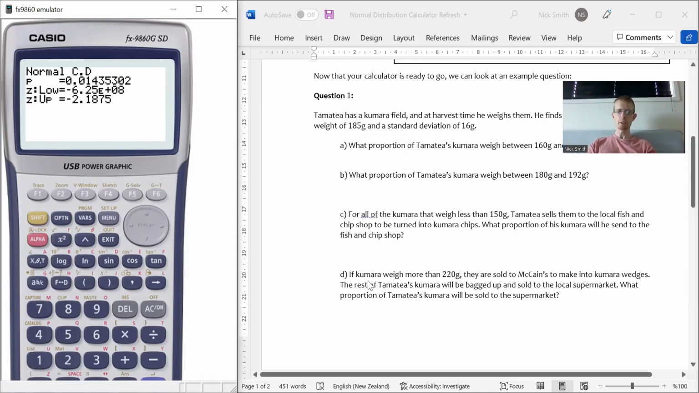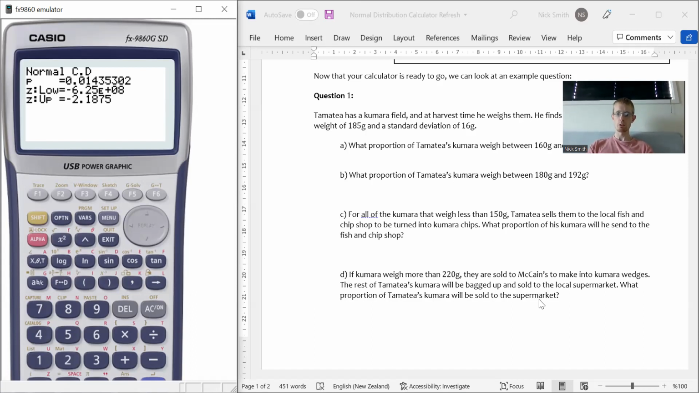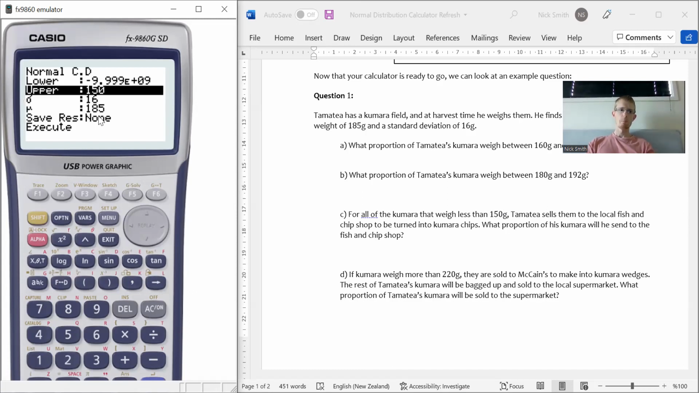All right, part D, read that carefully. If they weigh more than 220 grams, they're sold to McCain's, and then the rest of them will be bagged up and sold to the supermarket. Okay, so some are sent to the fish and chip shop if they're less than 150. The big ones that are more than 220, they're sent to McCain's for kumara wedges, and then the rest get sold to the supermarket. Which proportion go to the supermarket? So the supermarket ones are the ones in between the 150 and the 220. So those are telling you your upper and lower numbers that you're going to type in there. All right, I'll leave you to figure that one out.